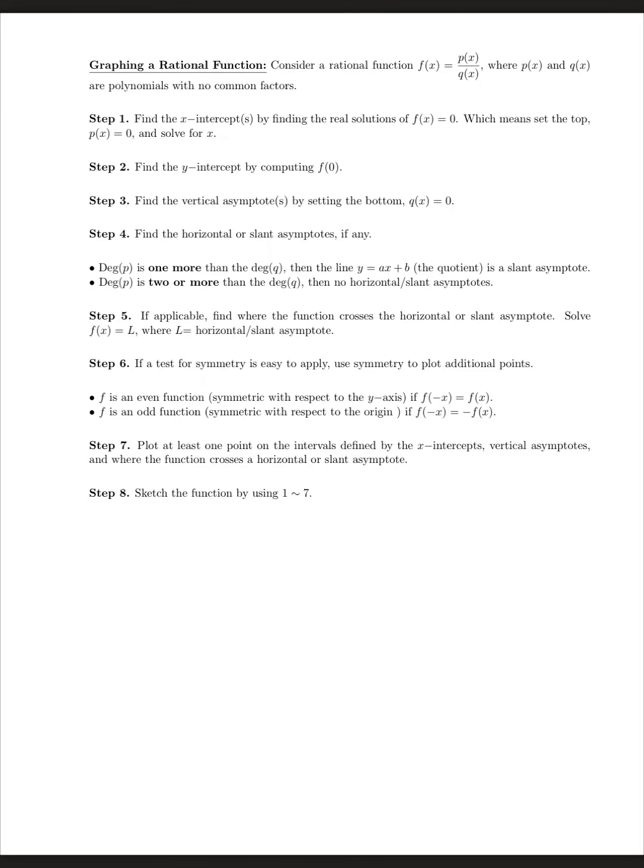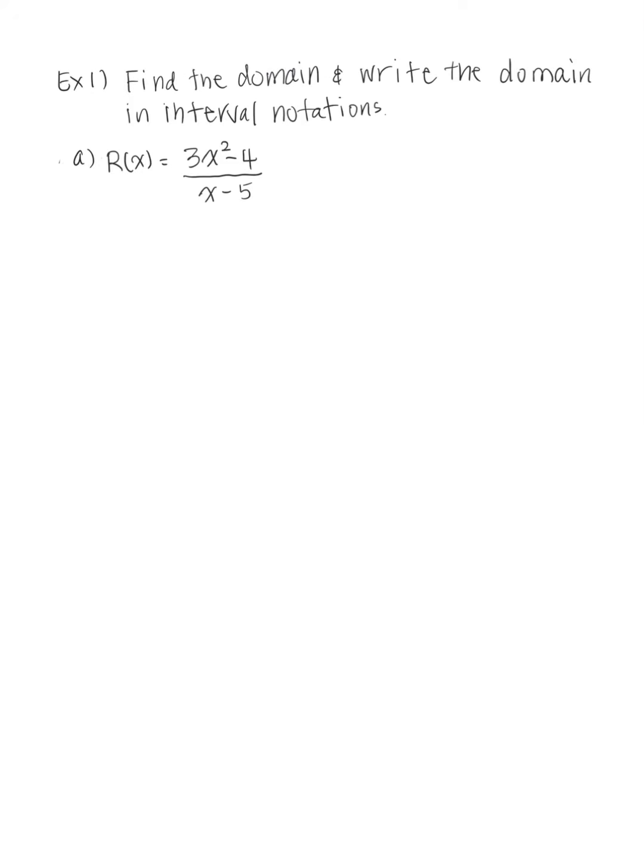All right, are we ready to do this? Let's do it. Example 1: find the domain and write the domain in interval notation. Let's take a look at a few examples here. I know that we've done this before. Here we're given r of x equals 3x squared minus 4 all over x minus 5.